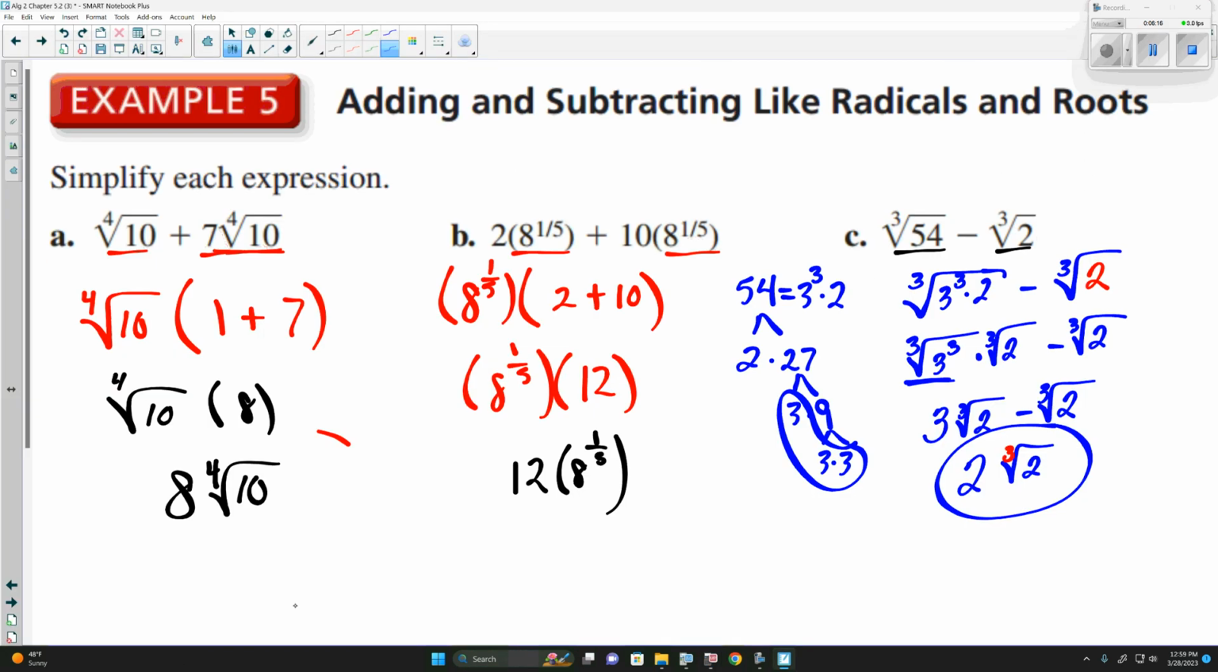So 2 cubed roots of 2 is the correct answer, but the calculator won't give us that exact answer. It'll give us the decimal approximation of it, and we can use that to check the answer, but it won't give us the exact answer we need. Questions on any of this here?